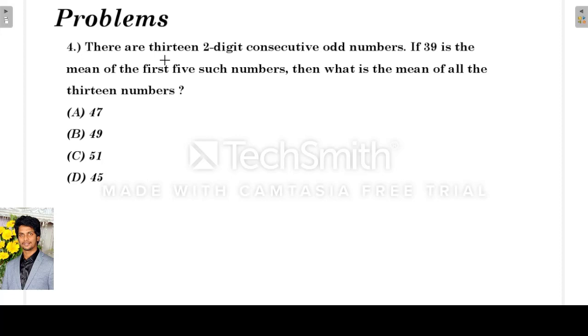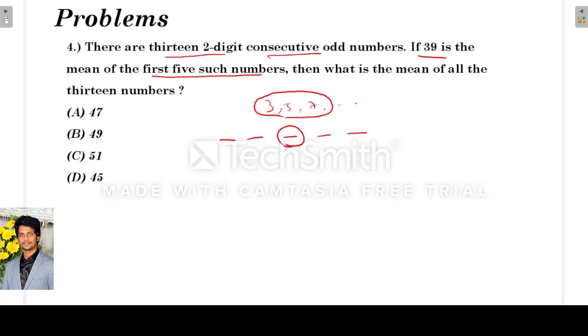Next, there are 13 two-digit consecutive odd numbers. They are telling consecutive odd numbers, like 3, 5, 7 like this. If 39 is the mean of the first 5 such numbers, then obviously if there are 5 odd numbers, the logic says that the mean is nothing but the one which sits at the third place. So here it will be 39. From this we can construct the rest, since these are all consecutive odd numbers: this will be 37, this will be 35, this will be 41, this will be 43.